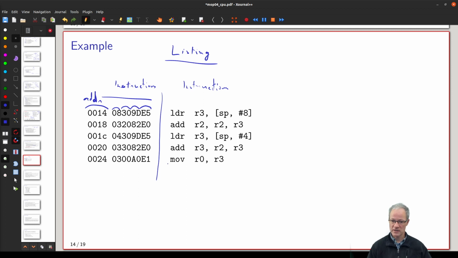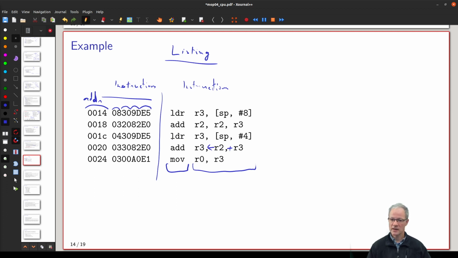Now for the instructions, usually there is the name of the instruction, such as move. And then you have the parameters here. And different kinds of instructions have different parameters. Here move means that you're going to move the value from register 3 to register 0. So it's actually going to be copying the value. And here add means that you're going to add R2 plus R3, and it's going to go to R3.